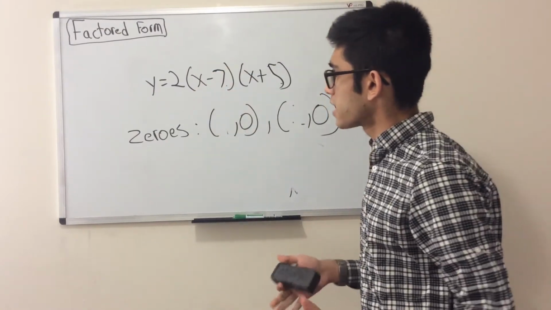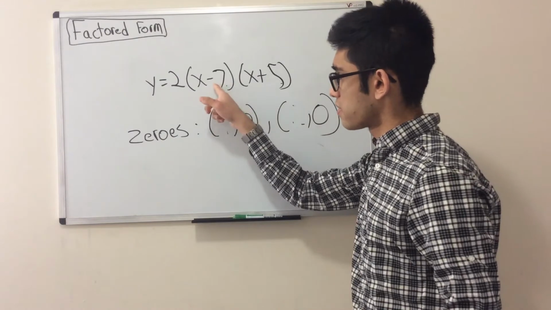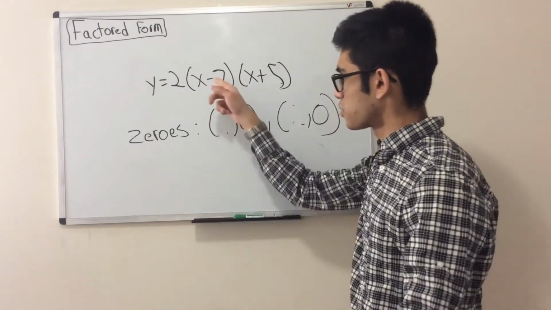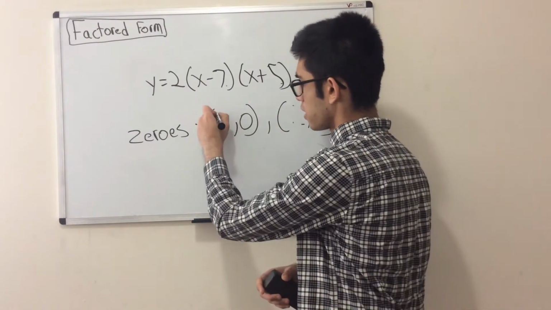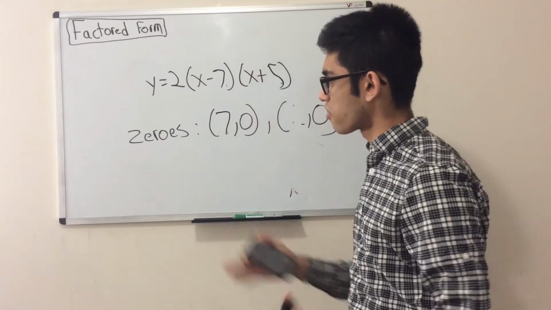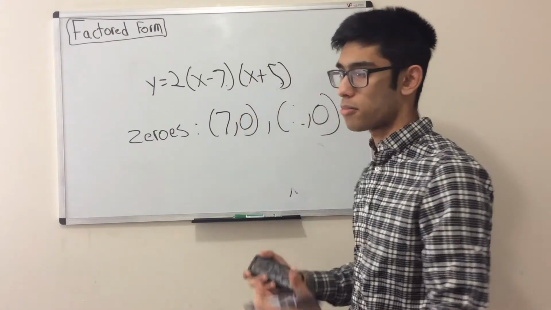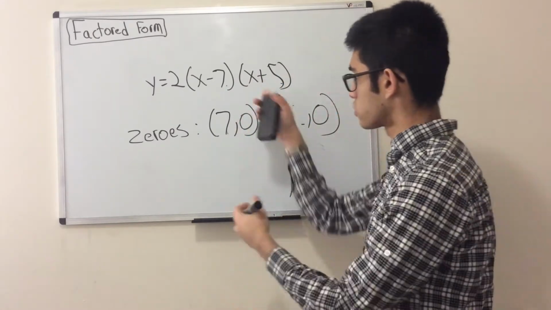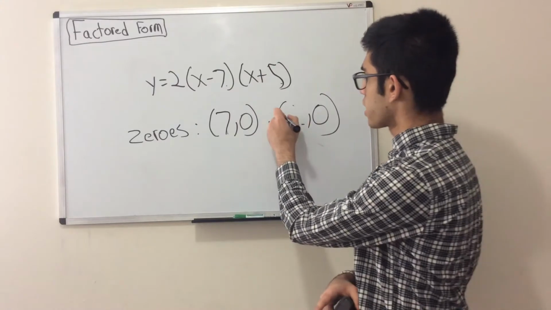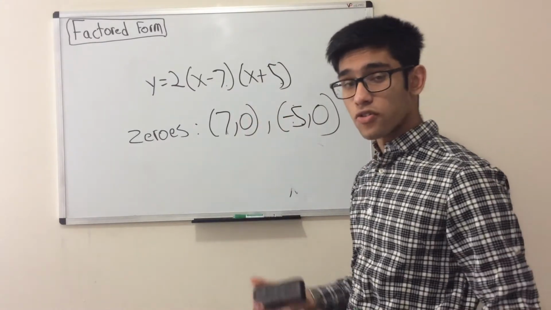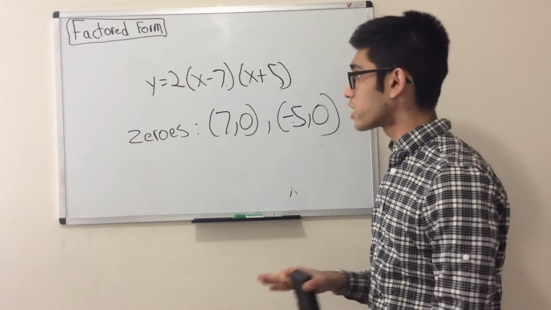Again, you take the number in there. What is in there? -7. What's the opposite of -7? Not the reciprocal, just switch the sign. 7, so 7, 0 is one of my zeros. For x plus 5, +5 is in here, and what's the opposite? Again, not the reciprocal, just switch the sign. It's -5, 0. So it tells us the zeros right off the bat.